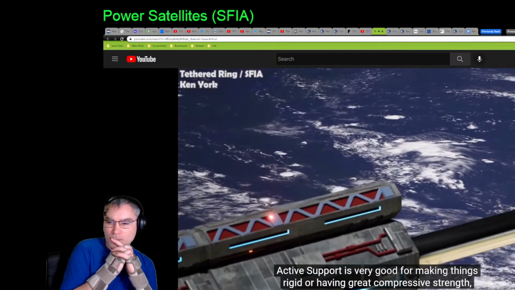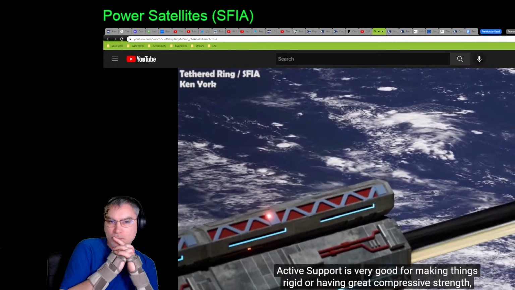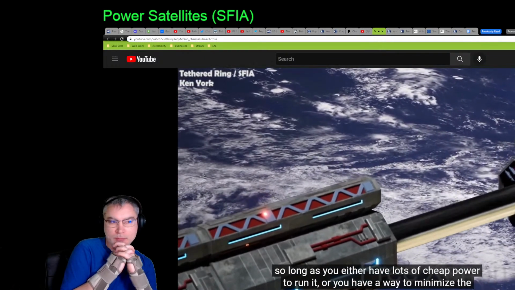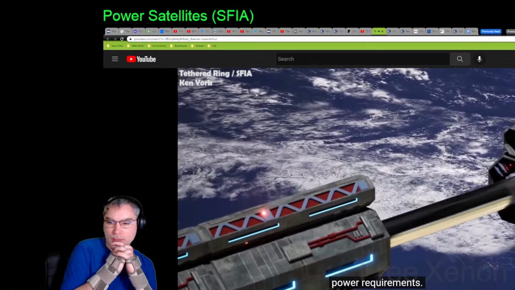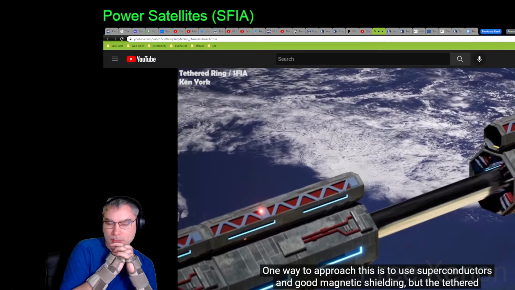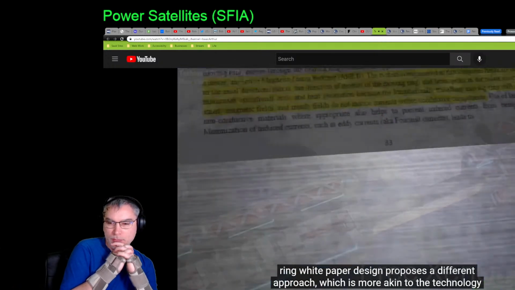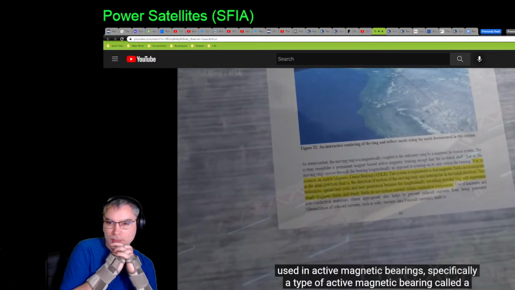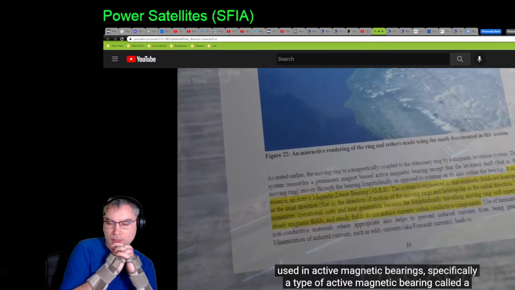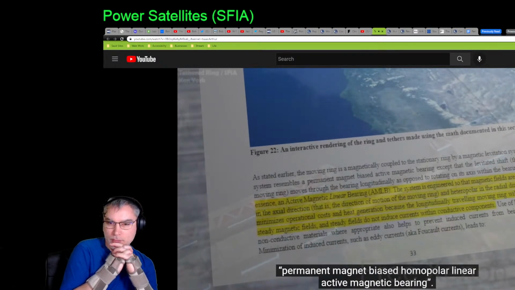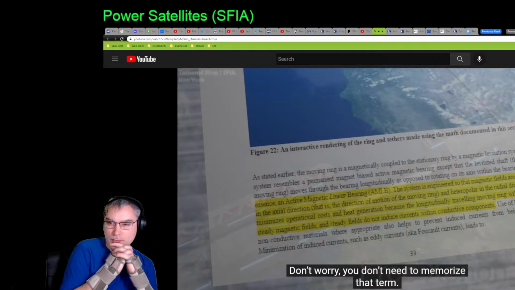Active support is very good for making things rigid or having great compressive strength, so long as you either have lots of cheap power to run it, or you have a way to minimize the power requirements. One way to approach this is to use superconductors and good magnetic shielding, but the tethered ring white paper design proposes a different approach, which is more akin to the technology used in active magnetic bearings, specifically a type of active magnetic bearing called a permanent magnet-biased homopolar linear active magnetic bearing. Don't worry, you don't need to memorize that term.